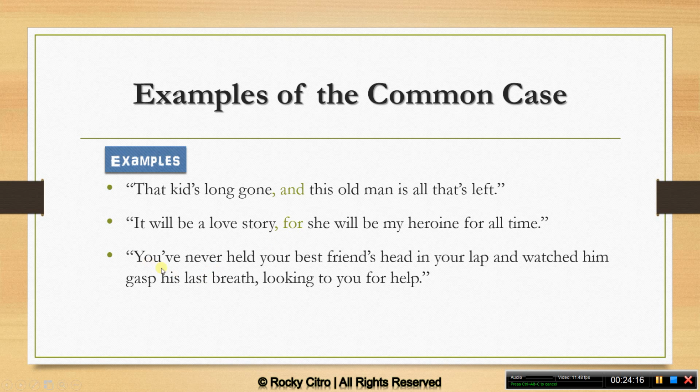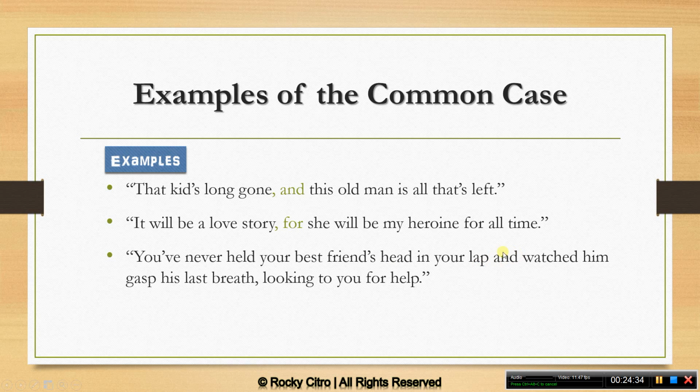Here's a longer one. You've never held your best friend's head in your lap and watched him gasp his last breath, looking to you for help. Okay, well this one, let's break this down a little bit. Our first element, you've never held your best friend's head in your lap. Is that grammatically complete? Could it stand on its own? Yes, it is. Yes, it could.